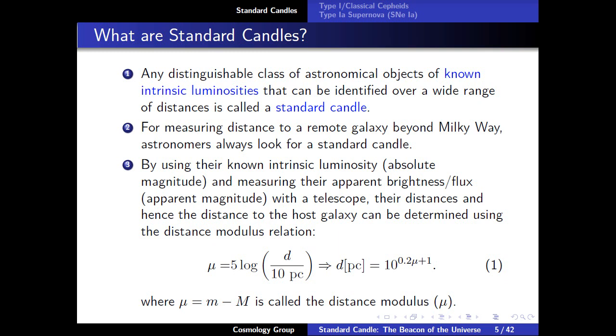using the distance modulus relation given by mu equals 5 log of d by 10. And this gives distance in parsec equals 10 to the power 0.2 mu plus 1, where mu equals small m minus capital M, called the distance modulus. Here small m is the apparent magnitude corrected for extinction, and capital M is the absolute magnitude. Extinction refers to the loss of stellar light due to absorption and scattering, and this apparent mean magnitude has to be corrected for extinction before we use it for distance determination.